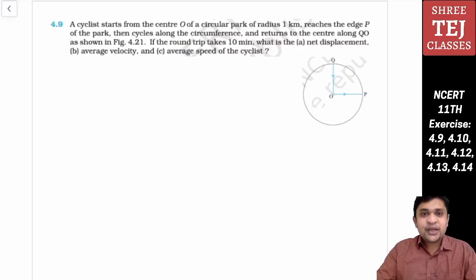Hello everyone. Welcome back to our series where we are discussing NCERT problems. Today we will look at NCERT problems from chapter 4. So let us look at problem 4.9.